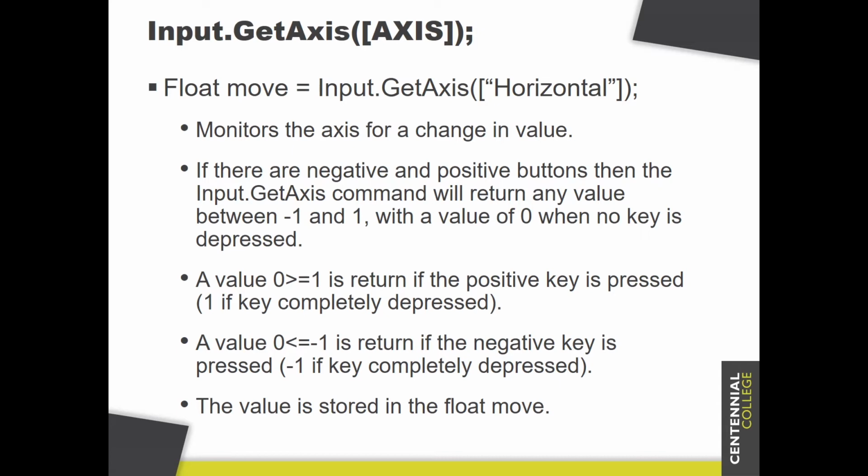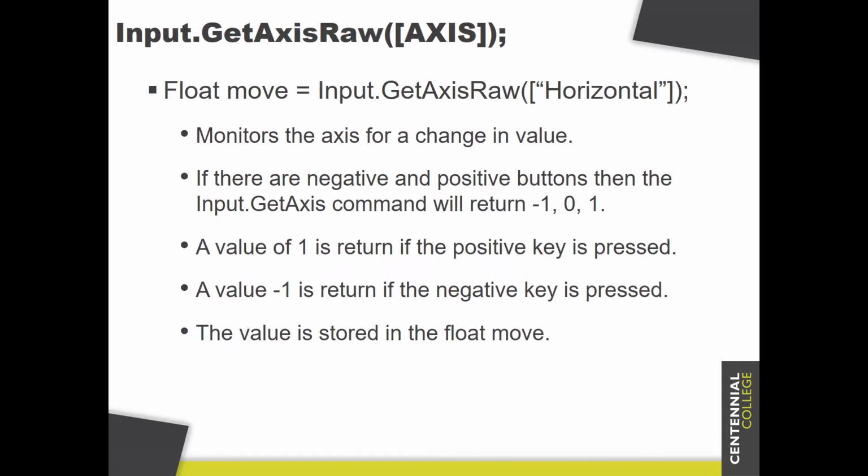Now, let's take a look at the difference between this and getAxesRaw. getAxesRaw works in a very similar manner, except it only returns whole numbers. All right, getAxesRaw, if you press the positive key, will give a value of 1. If you press the negative key, it'll give you a value of negative 1. And otherwise, it's going to return a value of 0.